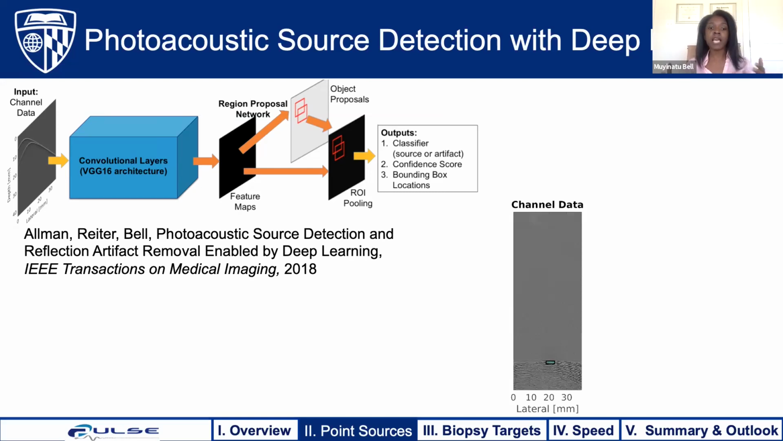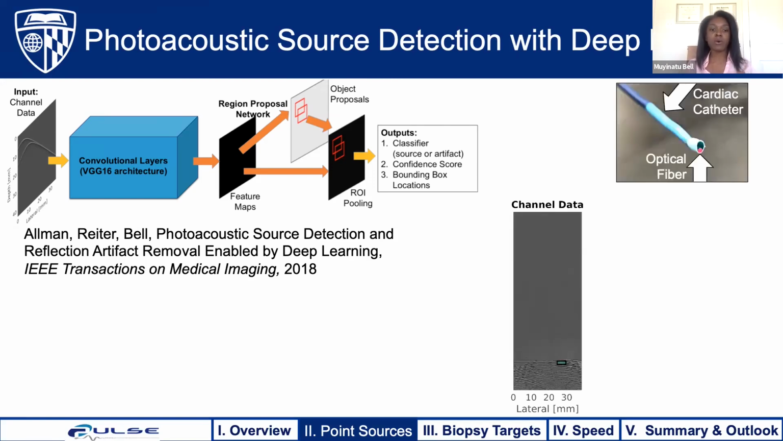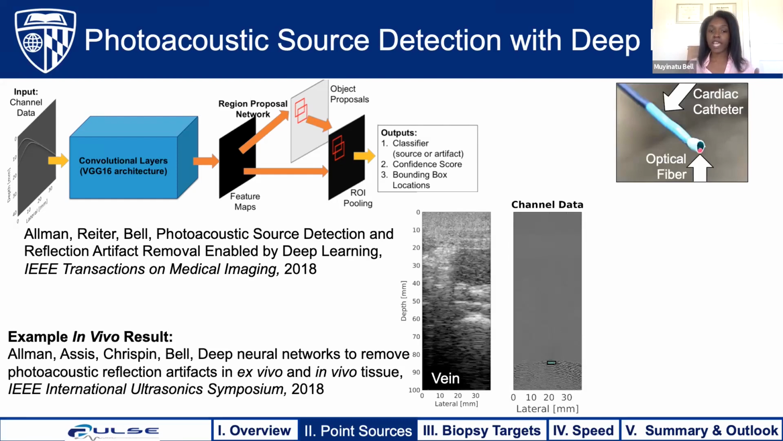So after training with this in mind and testing with simulated data, the ultimate test of any of these networks is how well they perform on real experimental data, which we obtain by inserting an optical fiber into the hollow core of a cardiac catheter. And then that catheter was inserted into an in vivo vein. You can't see the vein or the catheter in this very noisy and poor quality ultrasound image, which suffers from attenuation at depth, but you can see multiple wavefronts in the corresponding photoacoustic channel data.